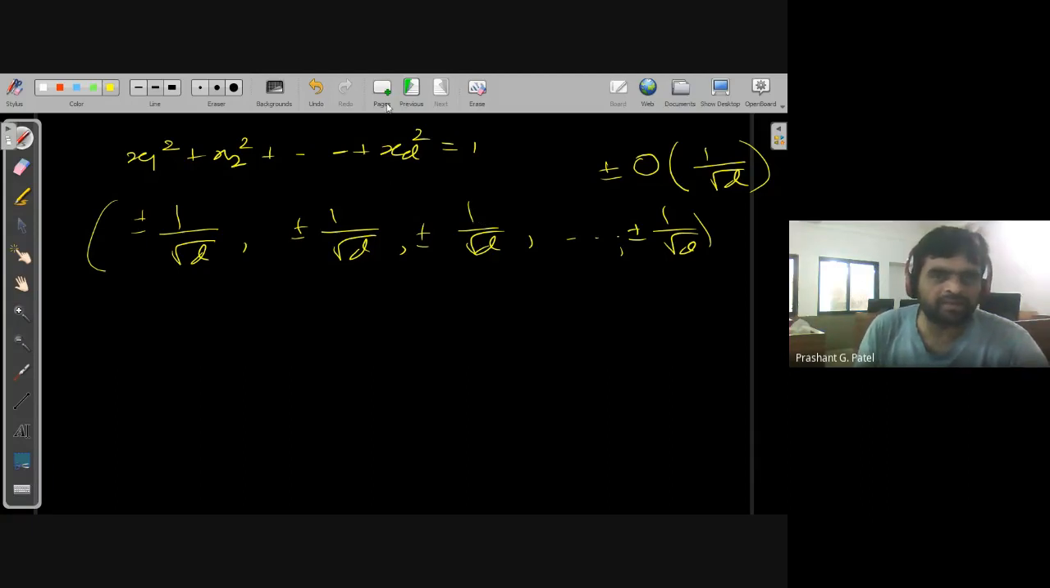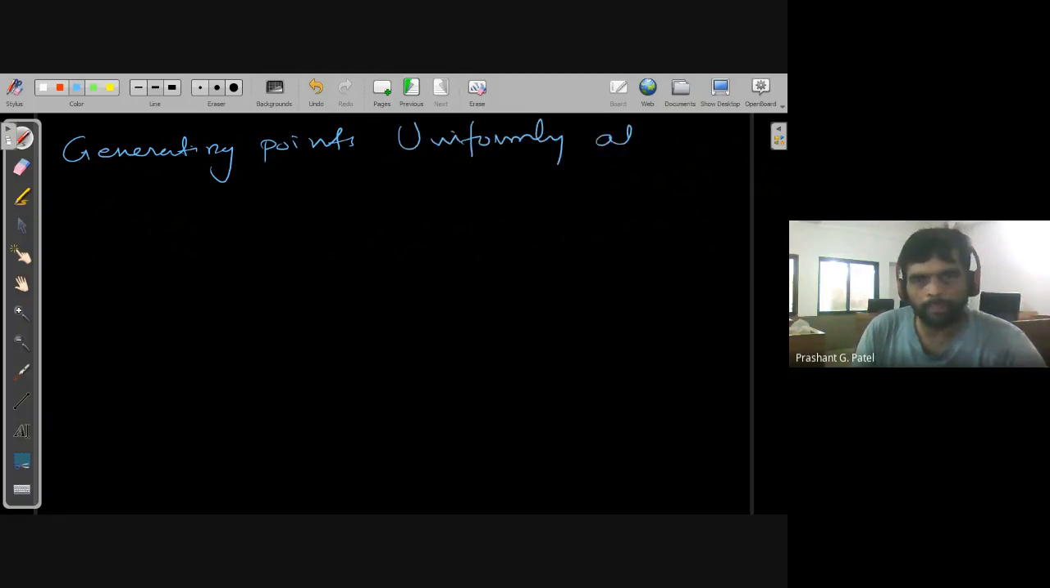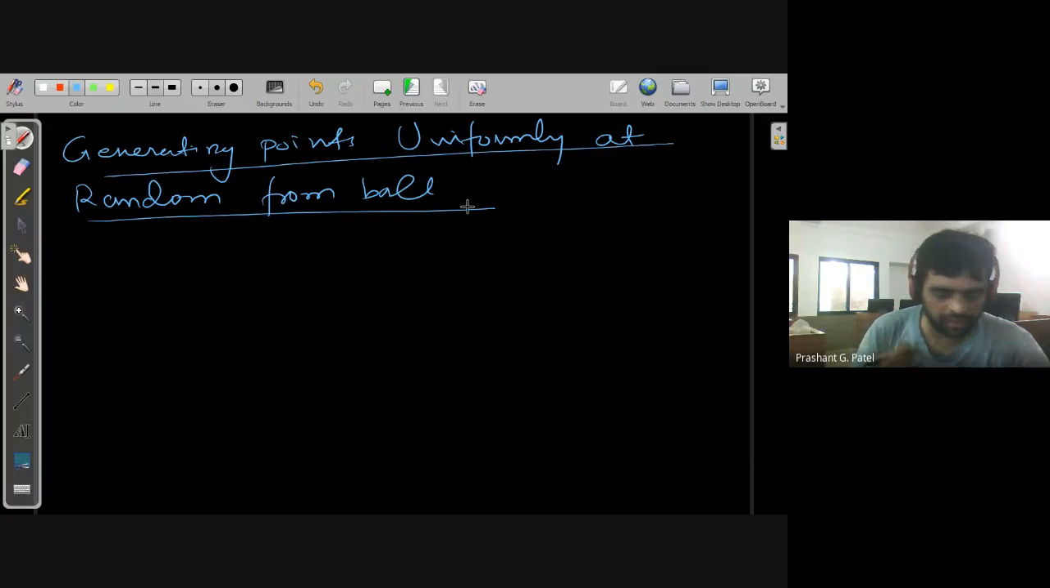Now, the next task that we are doing is generating points uniformly at random from a unit ball. So now how to generate uniformly distributed points in the unit ball? For example, consider generating a point uniformly at random on the surface of the unit ball.